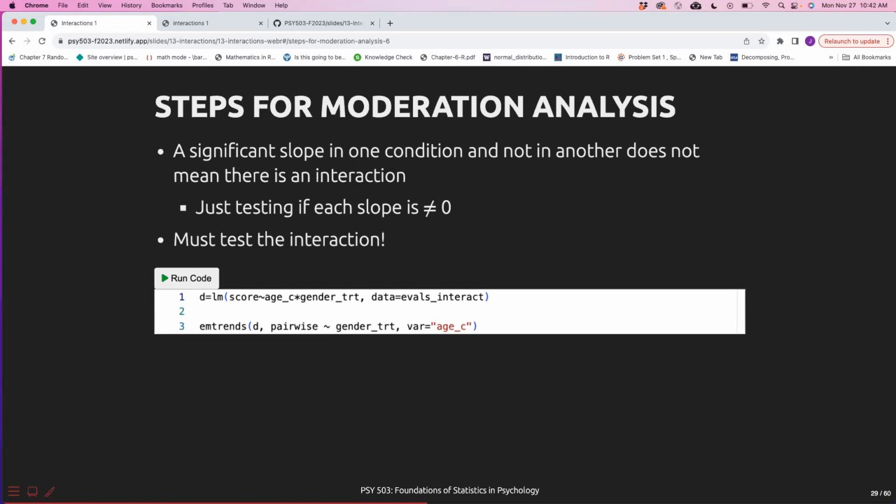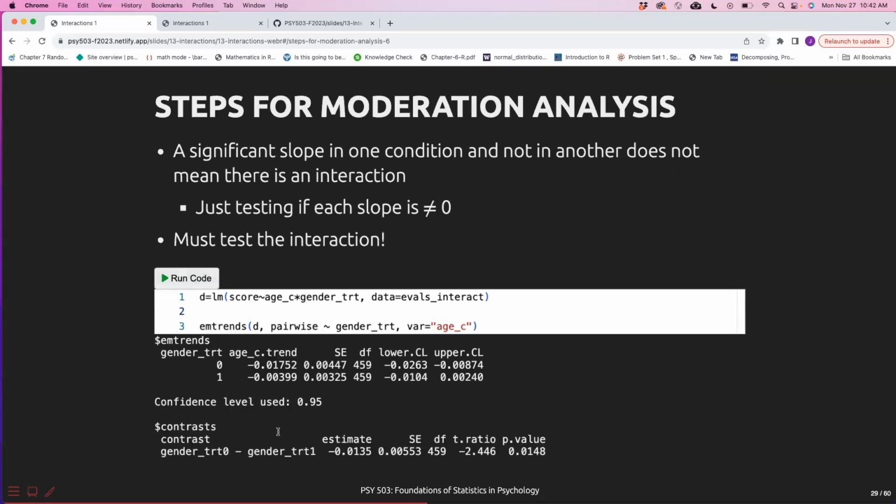All the simple slopes is doing is just testing to see if that slope is not 0. It's not testing the difference. What's testing the difference is the interaction term here, and I'm going to highlight that. We're going to use the mtrends function, and we're going to add an argument called pairwise. That's essentially going to take the two slopes and subtract them from one another. So we get our simple slopes here, and then this is the test of the interaction. This is the difference in slope.